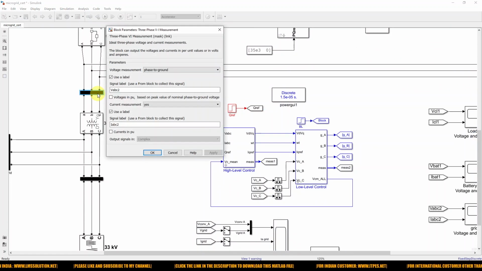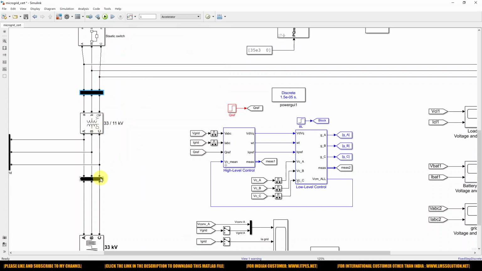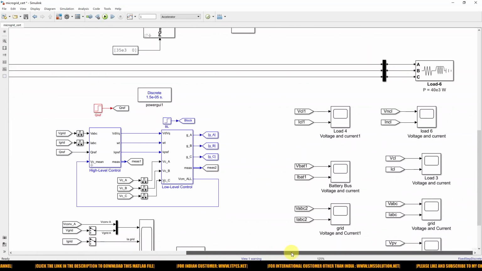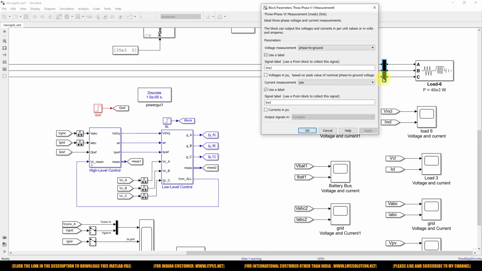So here we are measuring the secondary, that means the utility grid transformer secondary voltage and current. This is the primary of the transformer voltage and current. And here we are measuring the load voltage and current.